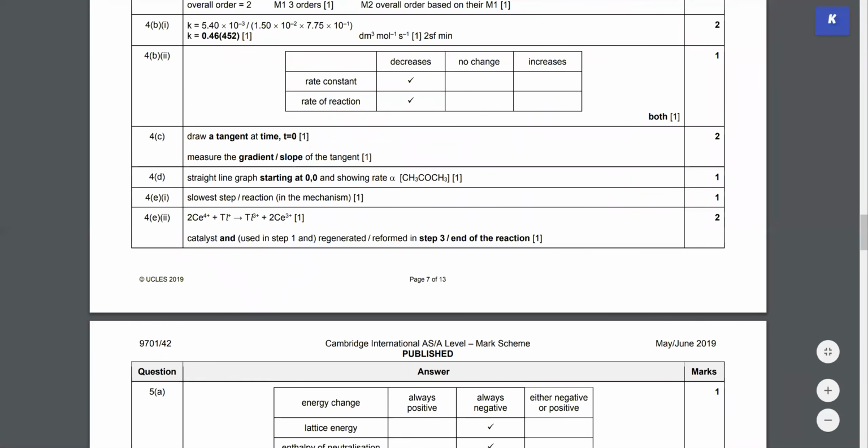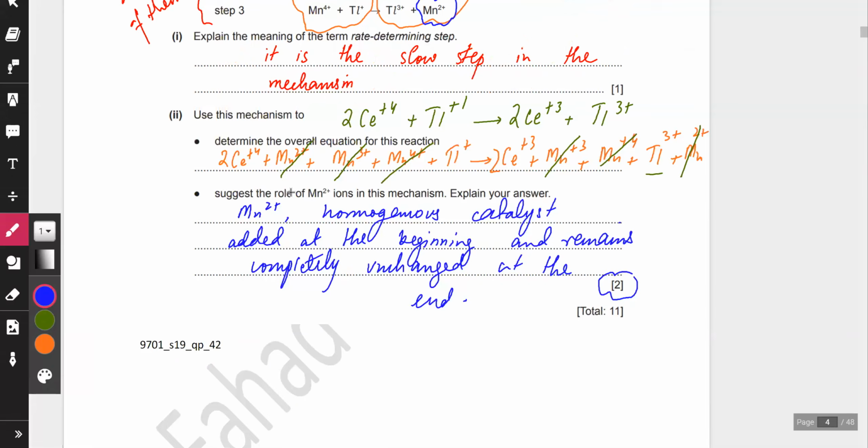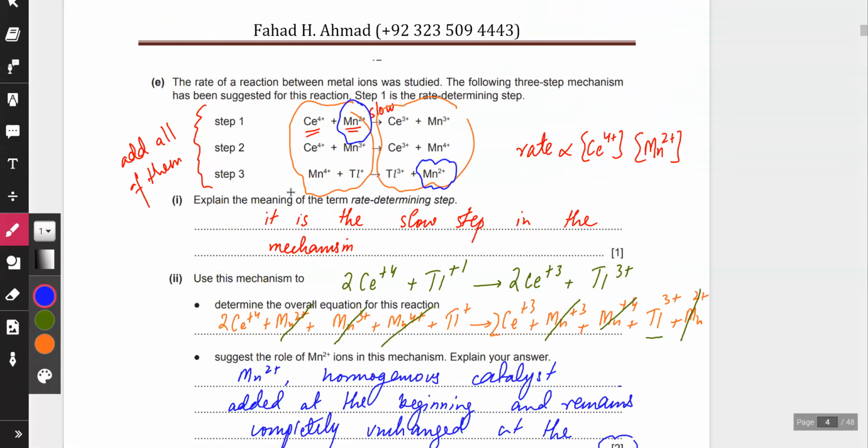But just remember about the catalyst, there are other things that remain unchanged as well. Mn4+ is there, and later there's Mn4+ again. But remember, Mn4+ is not a catalyst, because Mn4+ is an intermediate. Remember the difference between intermediate and catalyst. The difference is that a catalyst is added right at the beginning, in step 1, and in the last step it would be present again. That's what a catalyst does.